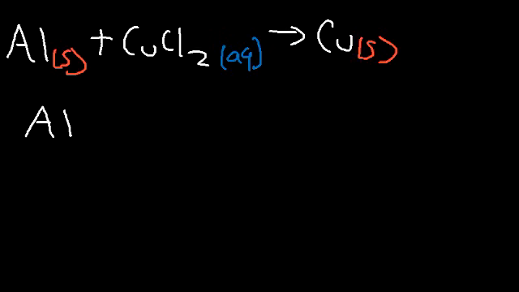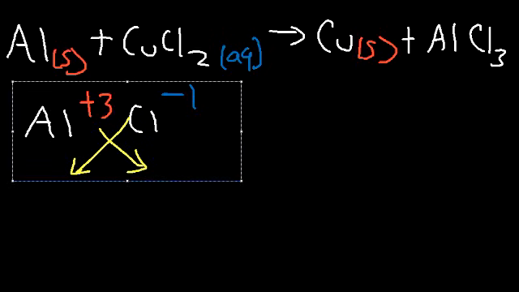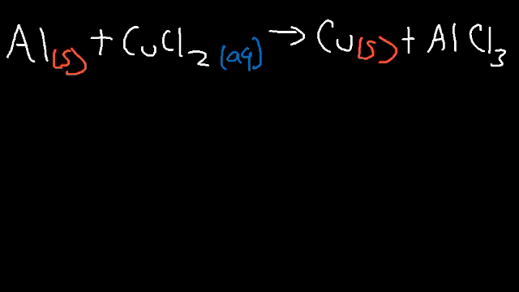Aluminum has a +3 charge. It's in group 3A of the periodic table. Chloride has a -1 charge. So if we pair these two together, we can see that the other compound is going to be Al1, which we don't need to write, and then Cl3, which we do need to write. Now, aluminum chloride, is it soluble or insoluble? As we said, chlorides are generally soluble except with silver, lead, and mercury. So because aluminum is not an exception, this is going to be aqueous.